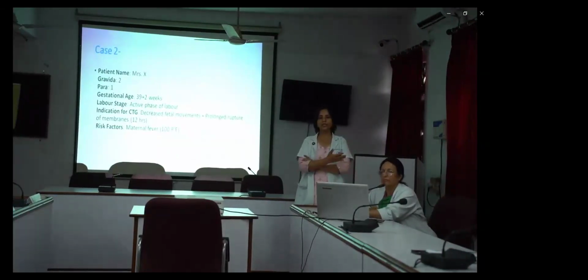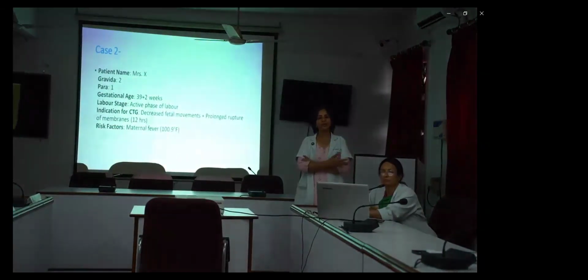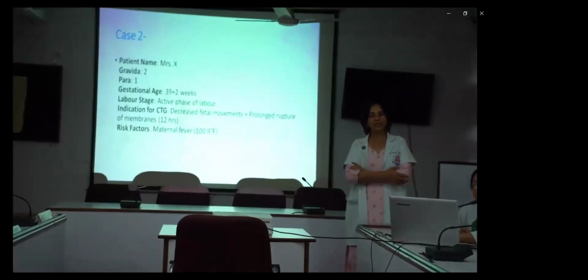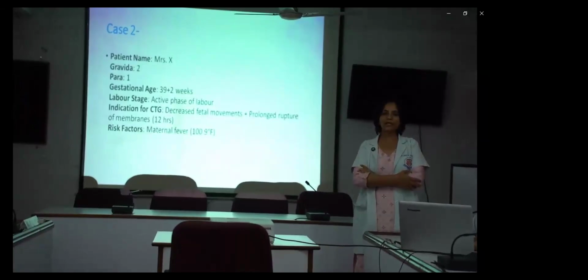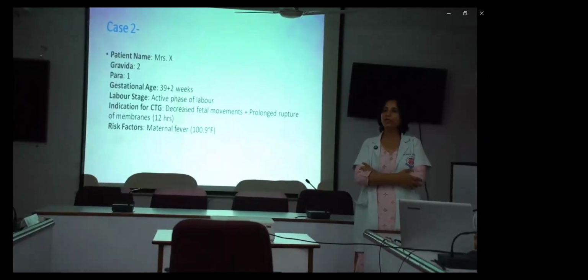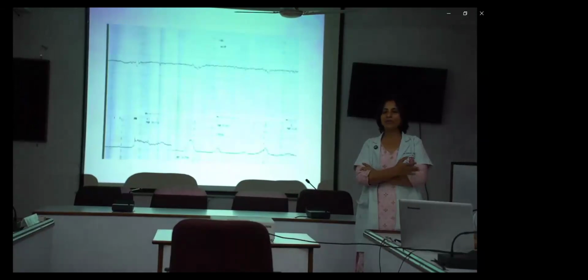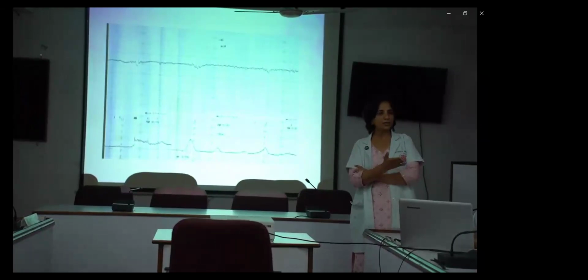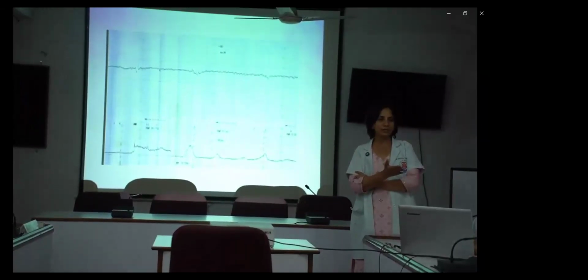So this was a lady, she presented to us as a second gravida at 39 weeks of gestation. She came in active phase of labor, and she gave a history of decreased fetal movement and rupture of membrane 12 hours prior. And at admission, she also had a fever of 100° Fahrenheit. So this was her CTG trace at admission. So we would like you to interpret the CTG and suggest the further course of action.